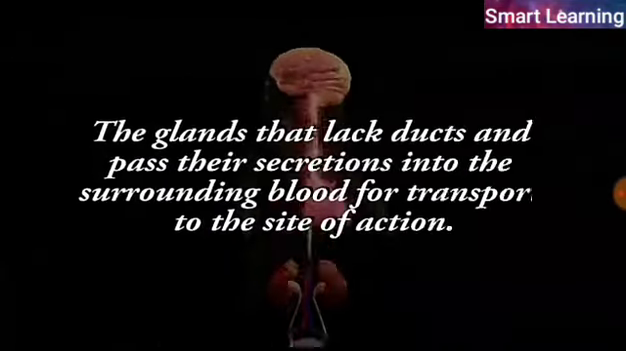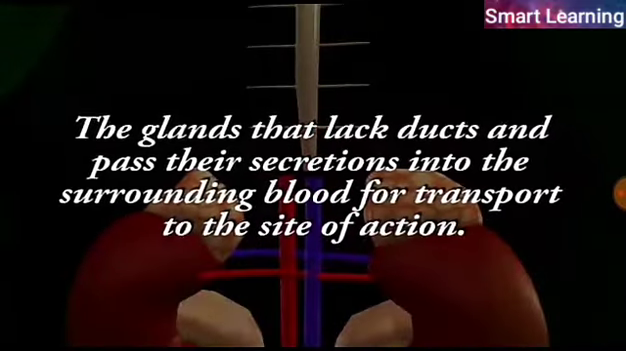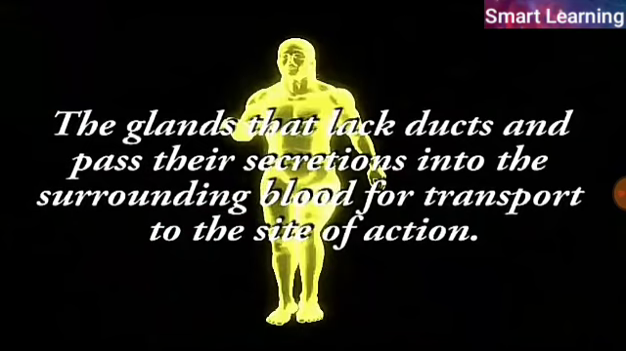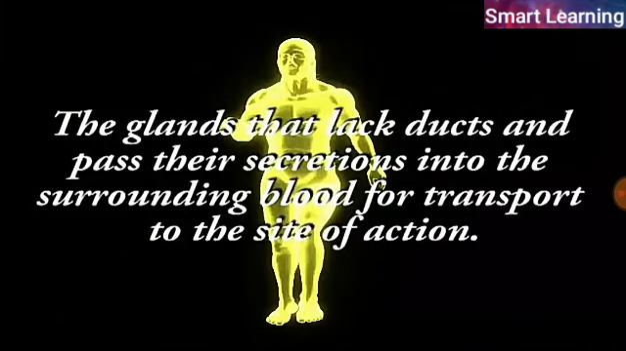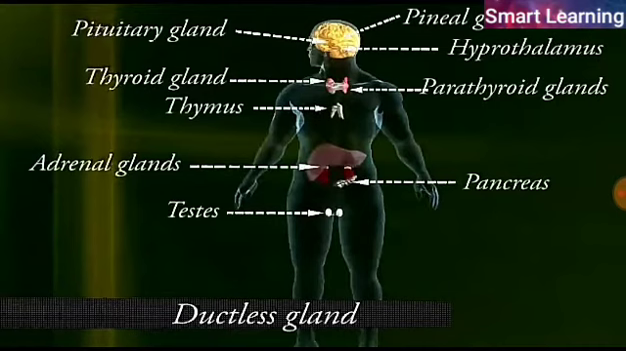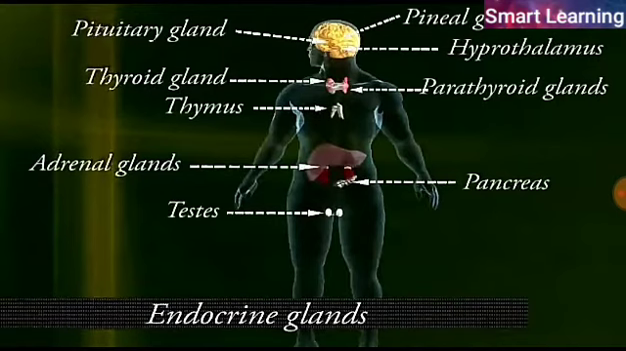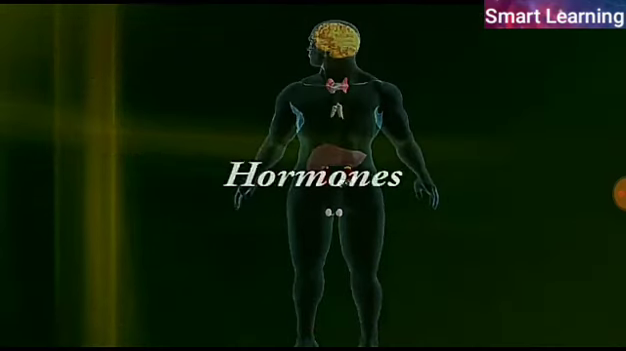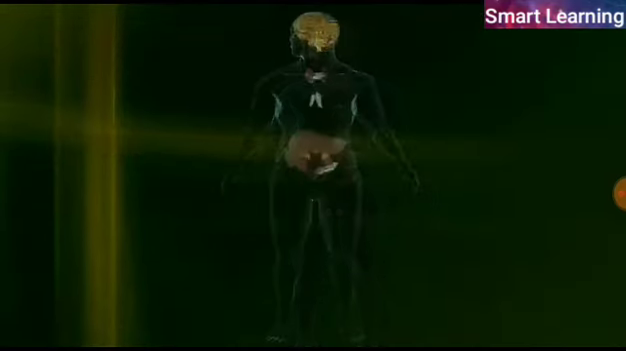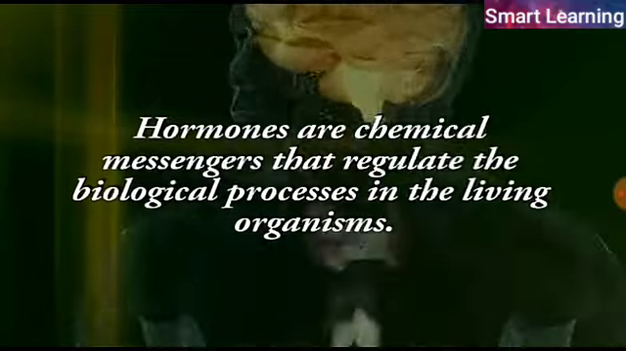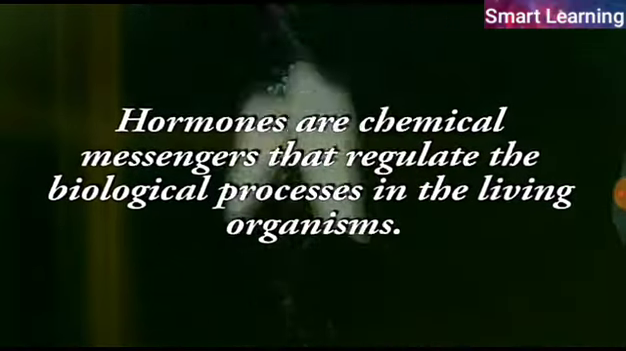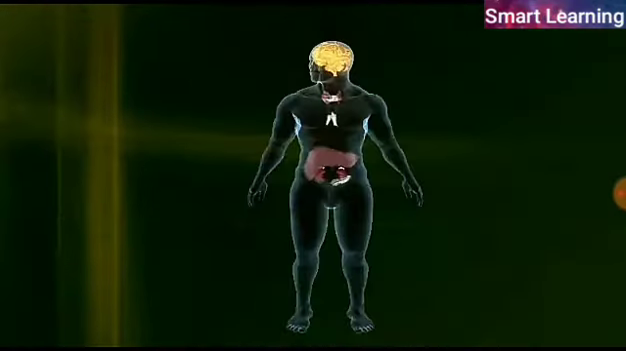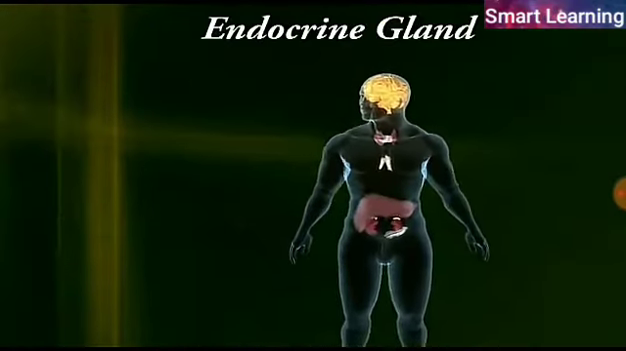The glands that lack ducts and pass their secretions into the surrounding blood for transport to the site of action are called ductless or endocrine glands. These secretions are known as hormones. Hormones are chemical messengers that regulate the biological processes in living organisms. The human body possesses a large number of endocrine glands.